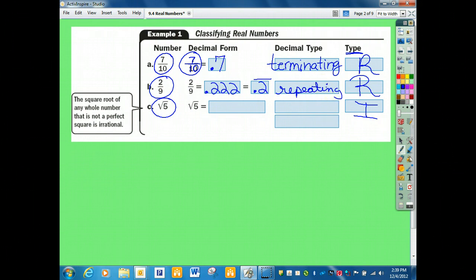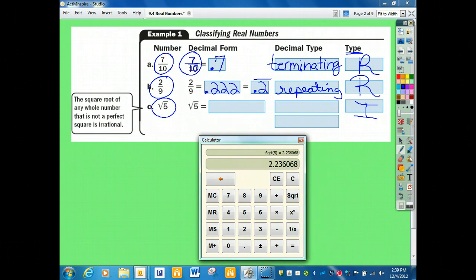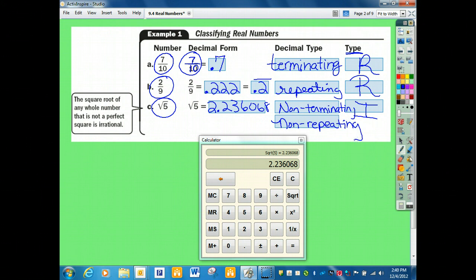Now, the square root of 5. 2.23606. And it kind of runs out of room on your calculator, right? Blah, blah, blah. Does it terminate? No. It is a non-terminating decimal. Does it repeat? Nope. So it is also non-repeating, which makes it irrational.